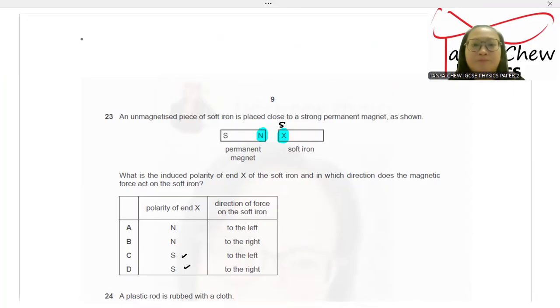So south pole. And the direction of force, you see the fridge magnet, you bring it close to the fridge, what happened? The fridge will be attracting the fridge magnet right away. So the force goes towards the permanent magnet. Towards left is the answer. C is the answer.